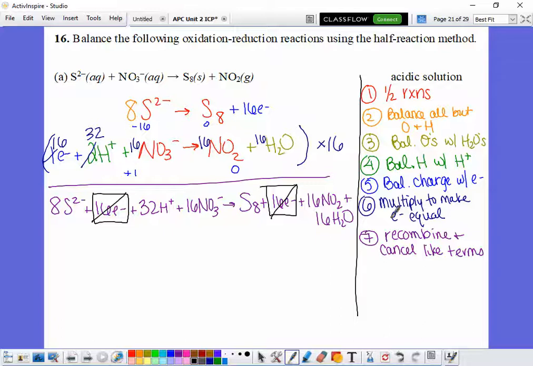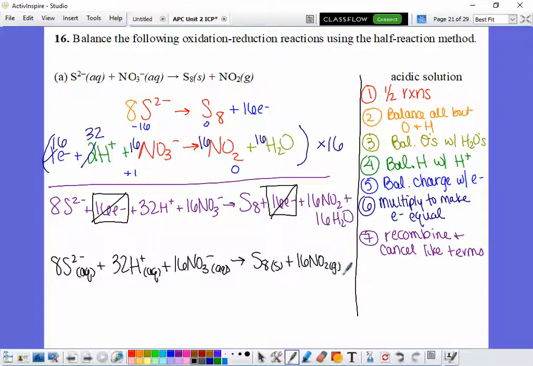So now our final answer, and I'm going to put states matter back in, is 8 S2 minus aqueous plus 32 H plus aqueous plus 16 NO3 minus aqueous goes to S8, which is a solid, if you look back up at the beginning of the problem, plus 16 NO2 gas, plus 16 H2O liquid. Okay, so that is our final answer.